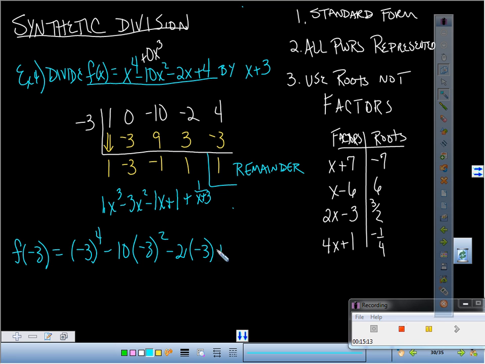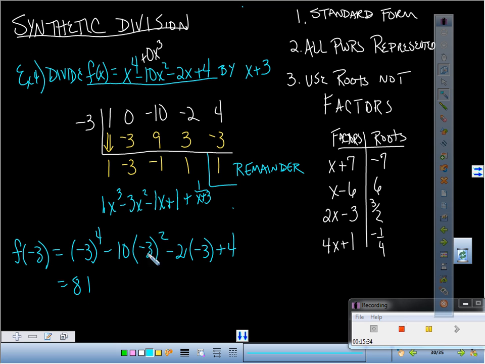All right, what's the fastest, easiest way to raise something to the fourth power? Yeah, square it and then square it. Square 3 and what do you get? 9. Square 9 and what do you get? 81. When you raise a negative number to an even power, it will always be positive. Okay, so that's 81.